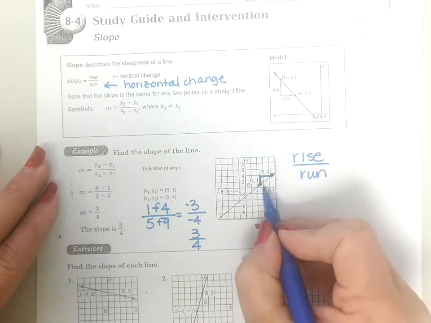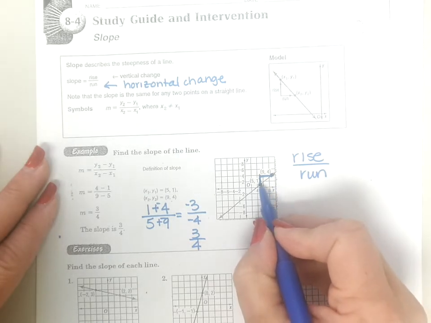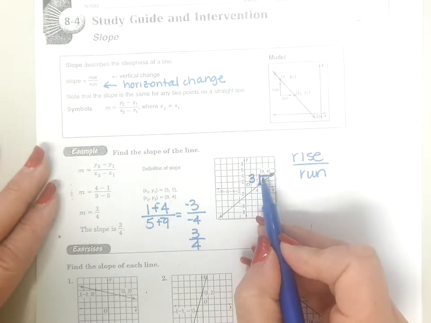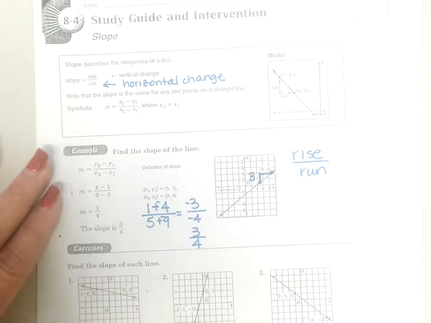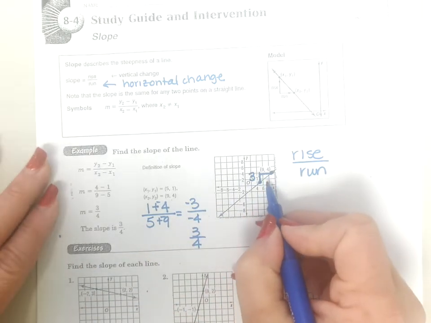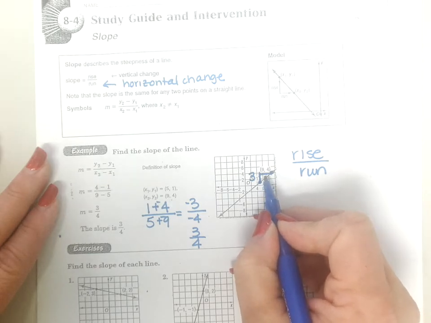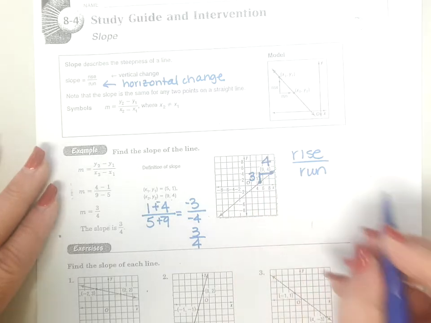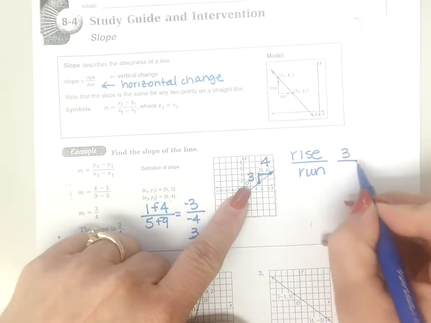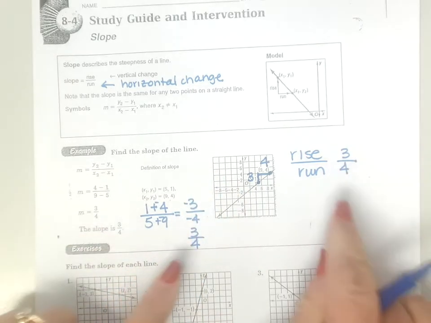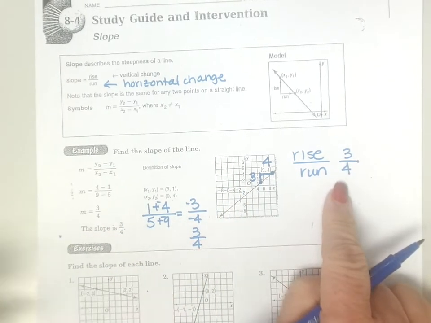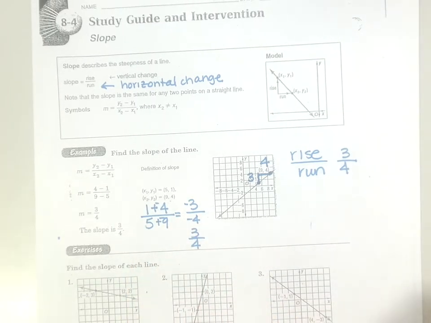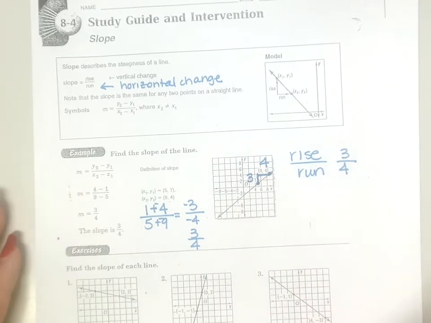So if I'm here and I'm at 1 and I'm going up to 4, I rose 3. And if I'm right here, it's usually easier to count when they're on actual grids. I'll show you below. If I'm at 5 and I'm going over to 9, I moved 4. So the rise on this one was 3 and the run on this one was 4. Did I get the same thing here? Yes. So you can use 2 points and find the difference in the y's over the difference in the x's to find how steep a line is, or you can count the rise over the run.